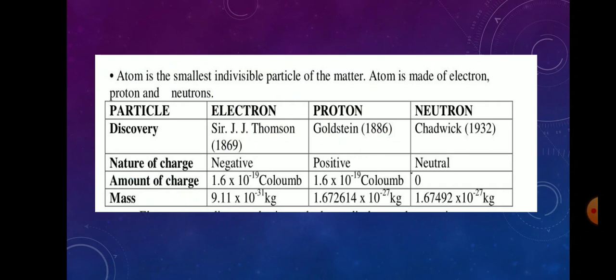Amount of charge of electron is 1.6 into 10 power minus 19 coulomb. Amount of charge of proton is 1.6 into 10 power minus 19 coulomb. Amount of charge of neutron is 0. Mass. Mass of electron is 9.11 into 10 power minus 31 kg. Mass of proton is 1.672614 into 10 power minus 27 kg. Mass of neutron is 1.67492 into 10 power minus 27 kg.